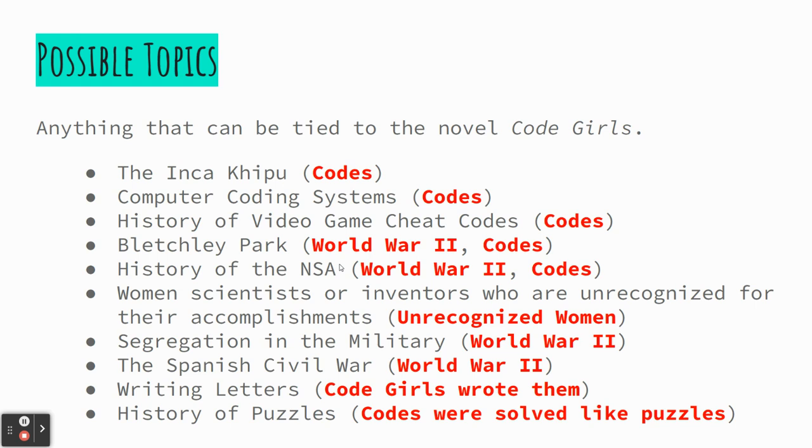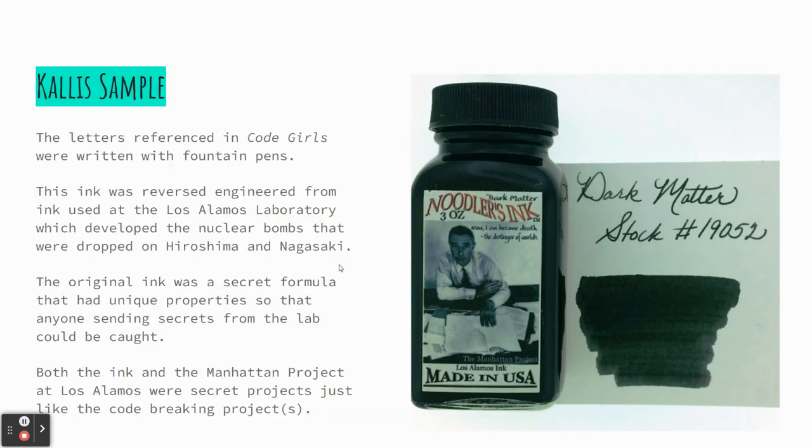There's all sorts of references to letters in Code Girls. Is there a history of letter writing? Is there a series of letters between two famous people that are important? Puzzles, the history of Sudoku or whatever. Codes were solved like puzzles. You can do anything as long as you can make the link. And let me prove the anything.